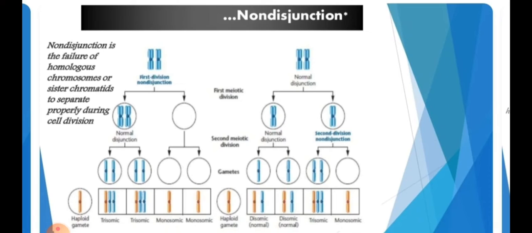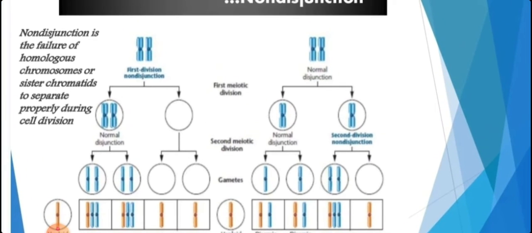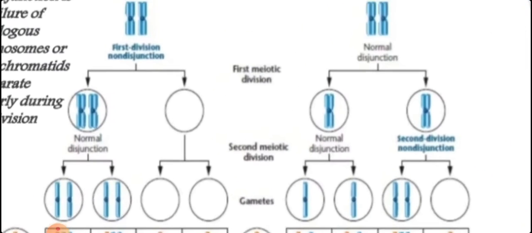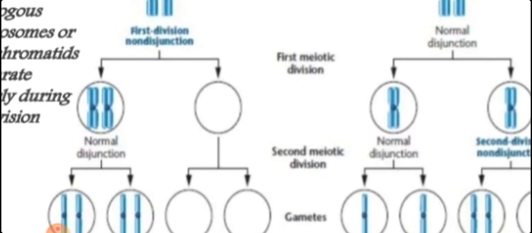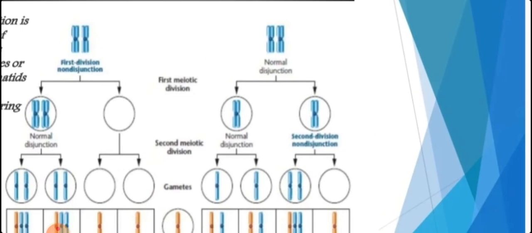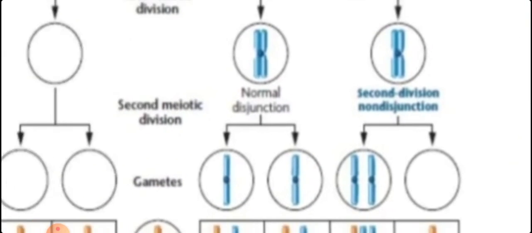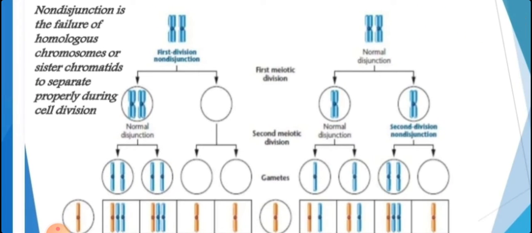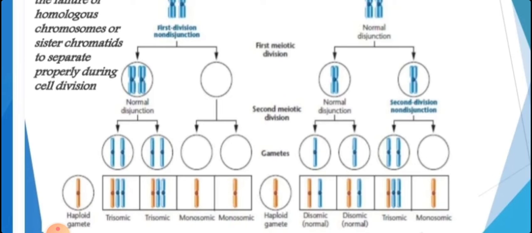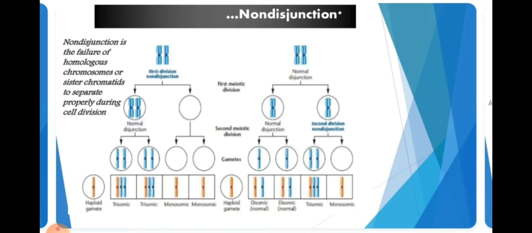Here you can see the first division, that is the non-disjunction. This one is the normal disjunction, where the chromosomes get separated normally, and here in the first division they don't separate. So here you can see the aneuploidy.